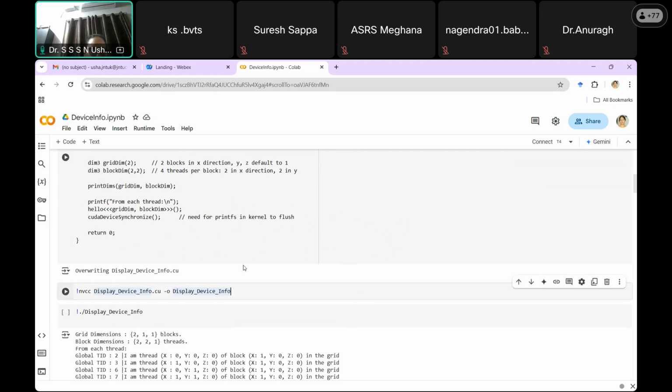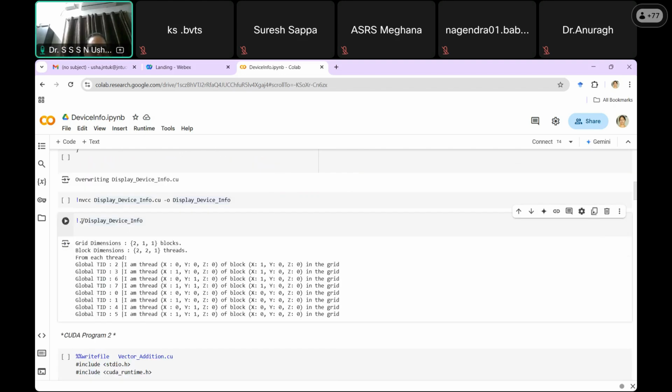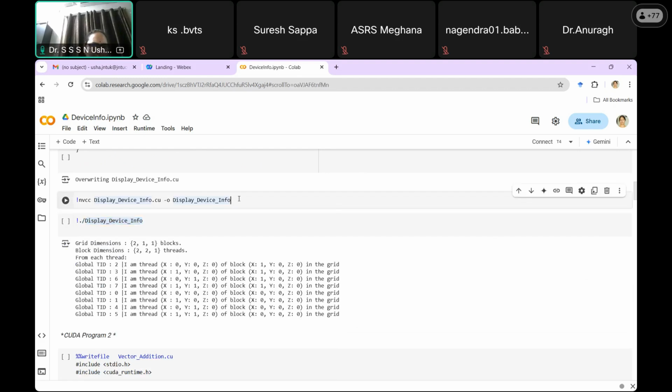I have given the same name for the output file; you can give any name, no issue. So this is compilation. And then to run the program, we use an exclamation mark, dot slash, the output file. In general, in a Unix or Linux environment, we do the same thing, right? Dot slash a.out is going to give the result. Similarly here, whatever the output file name is, display device information. So here we have mentioned the same thing, and it is going to display the result like this.